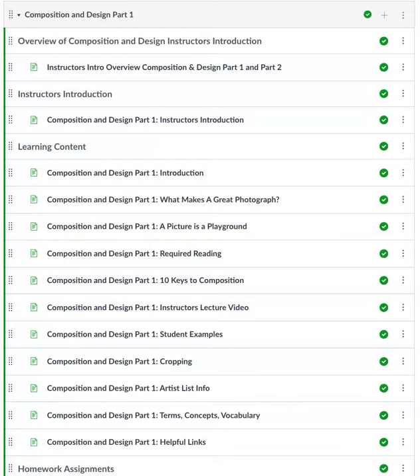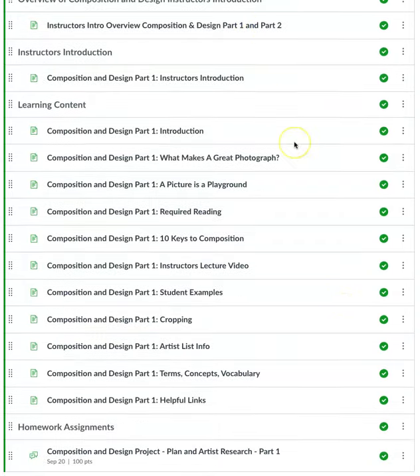Hello, I'm going to go over Composition and Design Part 1 and Part 2. So what you're watching now is the instructor's introduction for these two modules that are part of one learning unit. And I'm just going to briefly go over that they're two modules, they feed into each other, and then I'm going to show you some student example work. So this is the combined introduction for Part 1 and 2.